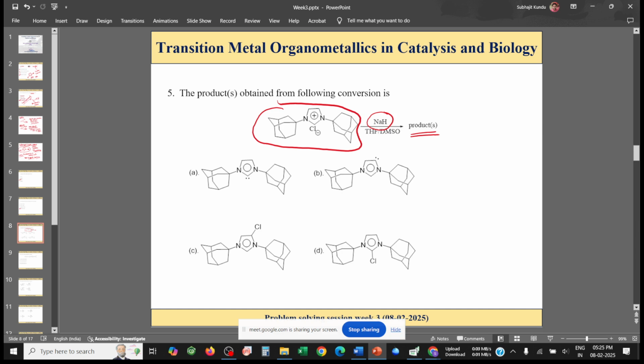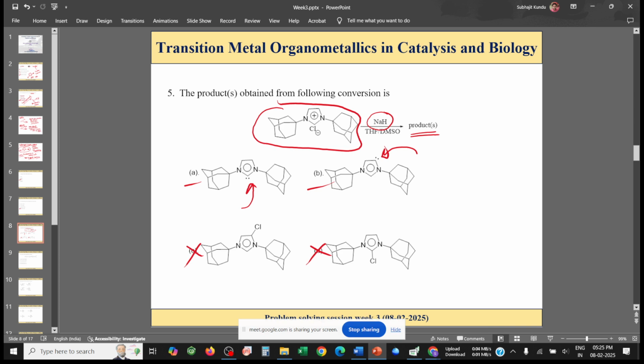So we can apply the procedure which I discussed last time here. We know that we are going to generate carbenes. So the last two options, option C and option D, you can easily eliminate by the option elimination method. Now we have two options, option A and option B. The question is where this carbene moiety will be generated.